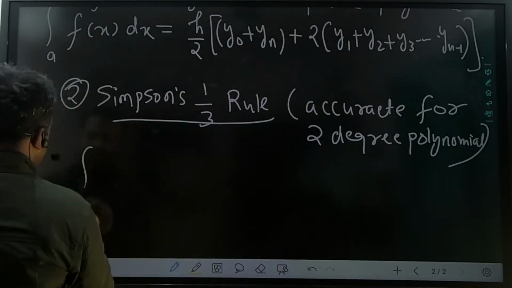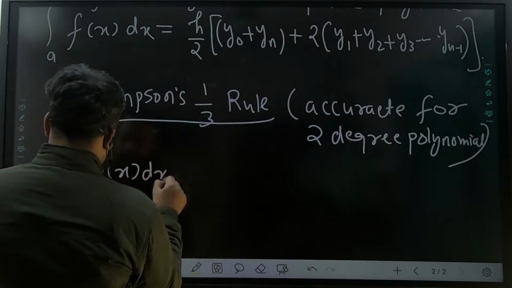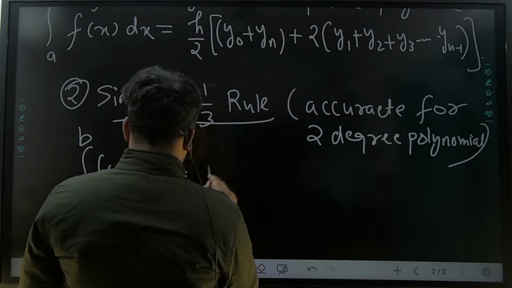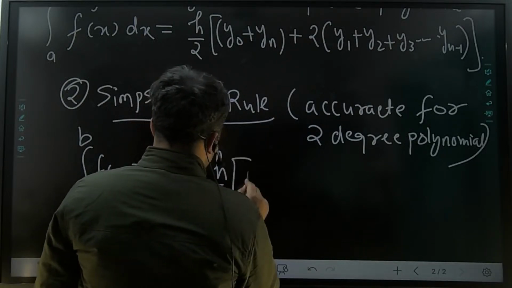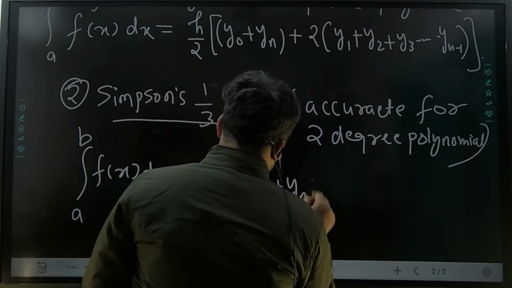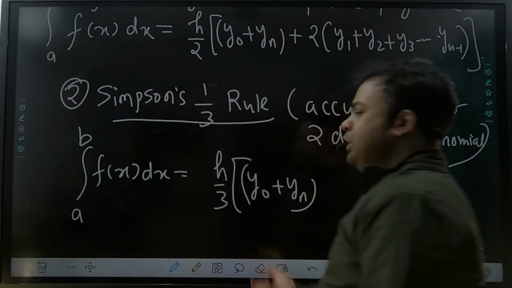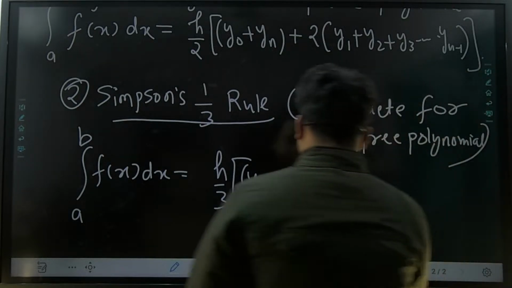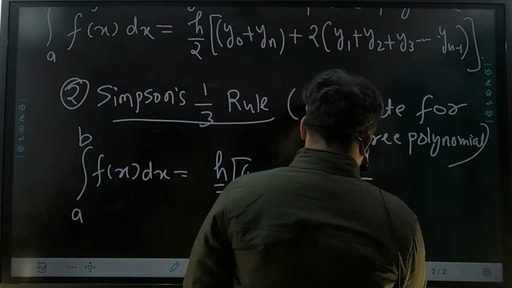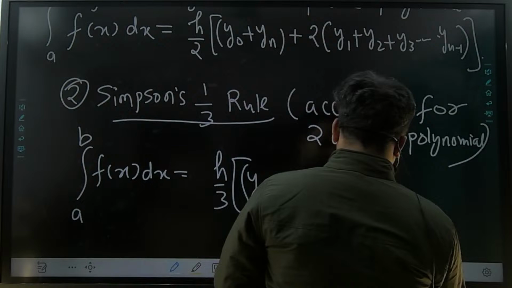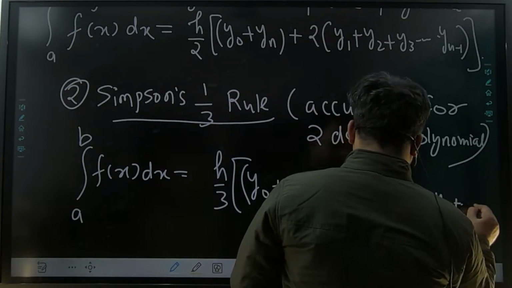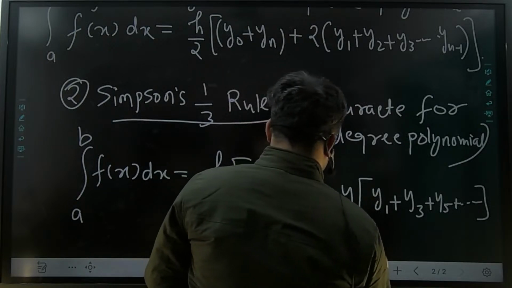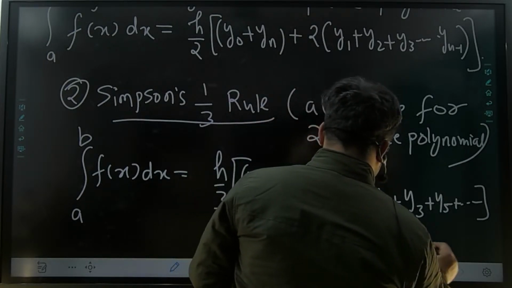Right? And it says that the integral of f of x dx from a to b is equal to h by 3 times y naught plus yn, right? Y naught is the output at the initial lower limit, yn is the output at the upper limit, plus 4 times y1 plus y3 plus y5, like this it goes on, right? Plus 2 times y2 plus y4 plus y6, like that this goes on.